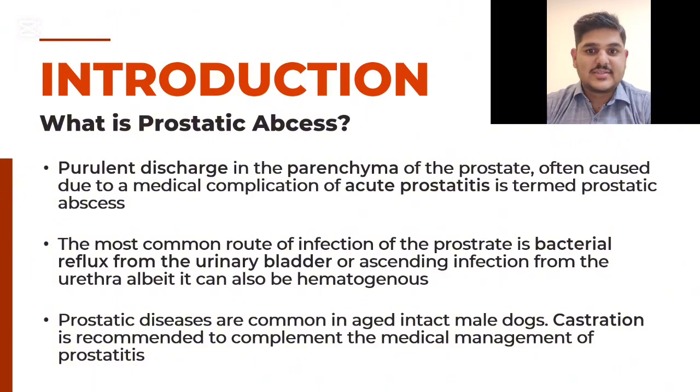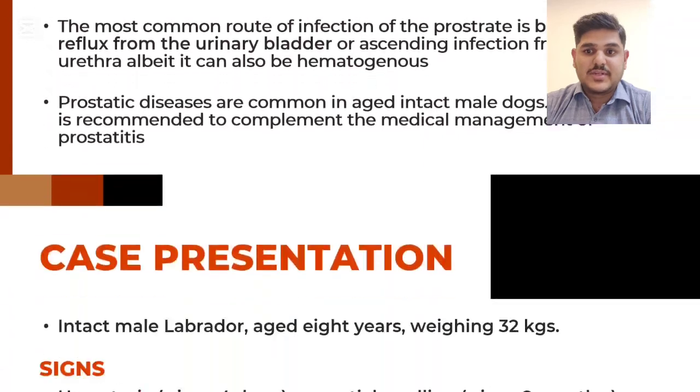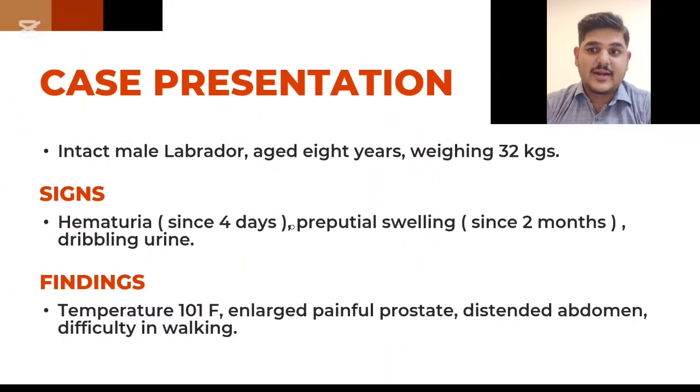Let's discuss the case that was presented. The case presented was of an 8-year-old intact male Labrador dog, which was brought to the veterinary clinic with a complaint of hematuria for 4 days and a 2-month history of perpetual swelling. And recently the dog also began dribbling urine.